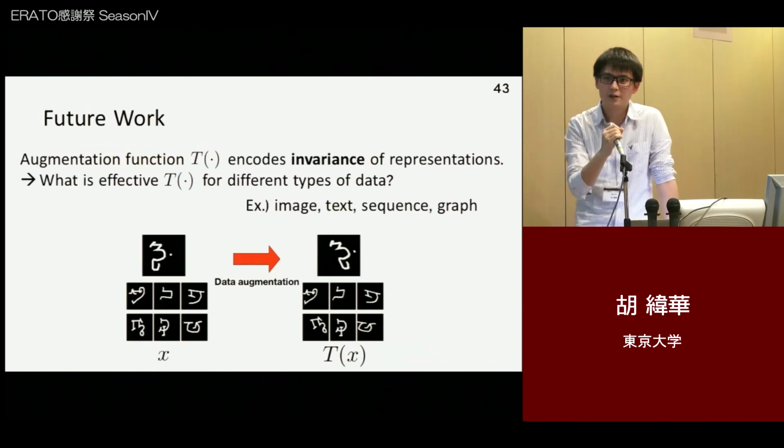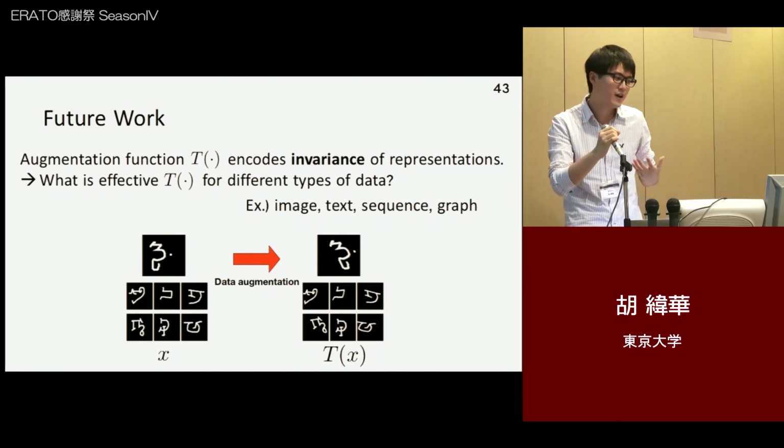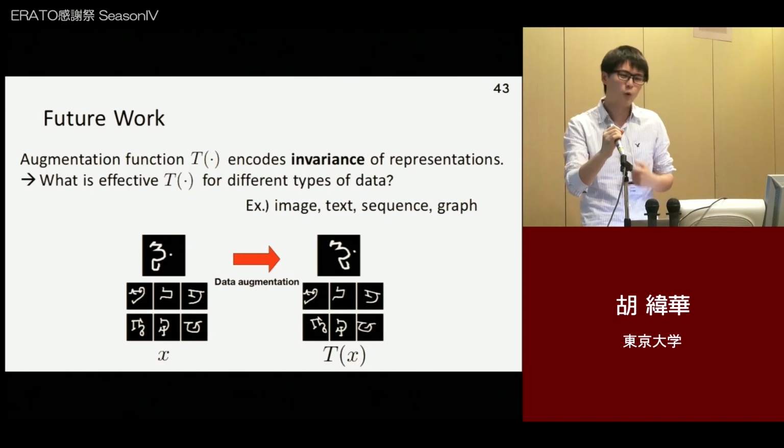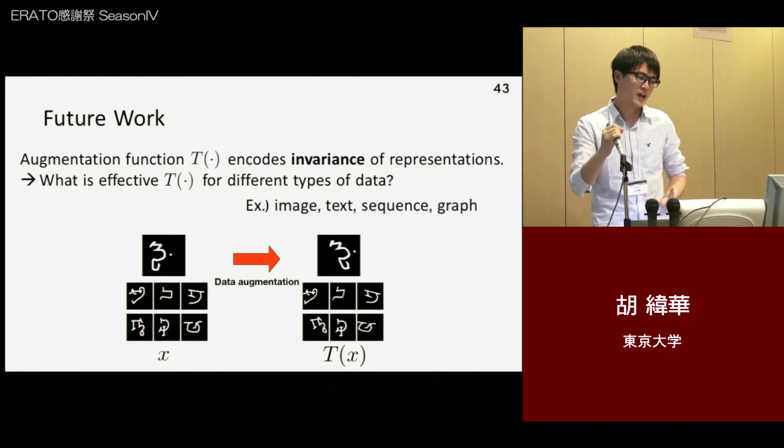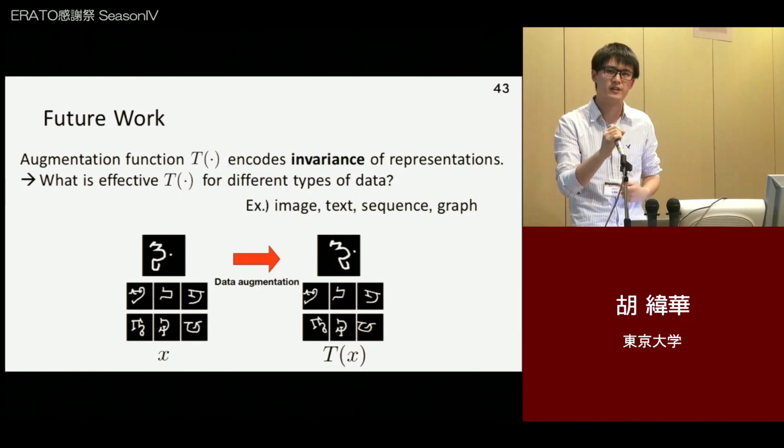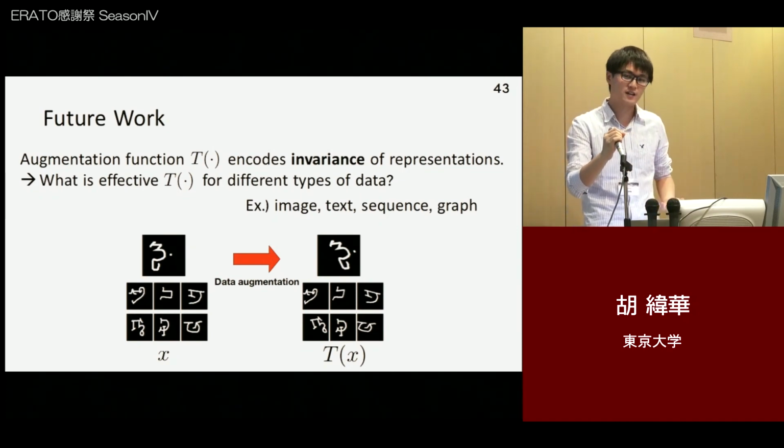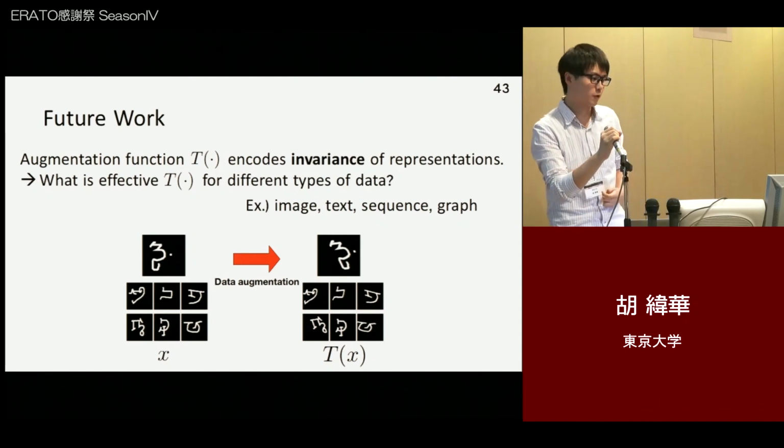For future work, we see that the augmentation function basically encodes our prior knowledge and the invariance of the predicted representation. The natural question is, what is an effective augmentation function for different types of data: for image, for text, for sequence data, or for graph data? It's interesting to explore.